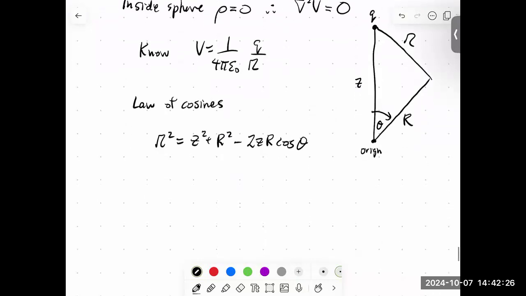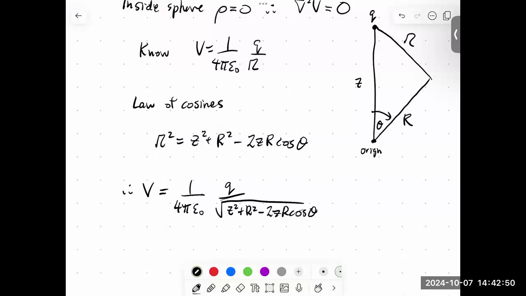Well, that means the potential is 1 over 4 pi epsilon naught q over the square root of all of this stuff, so z squared plus r squared minus 2zr cos theta.